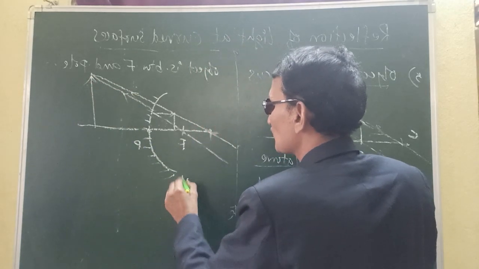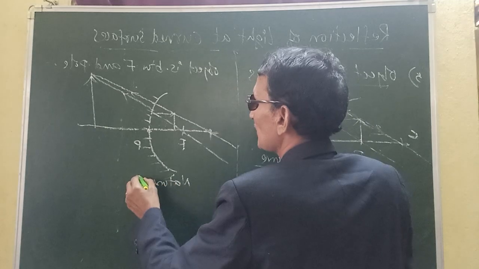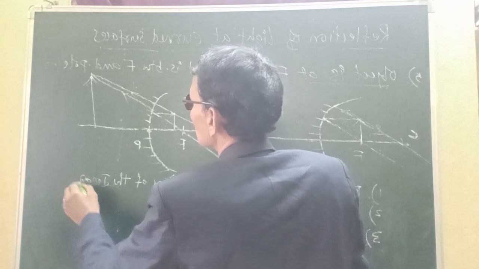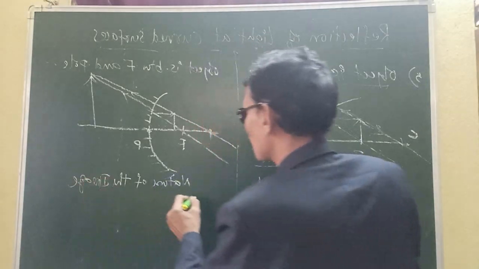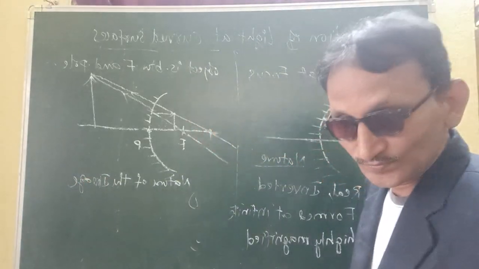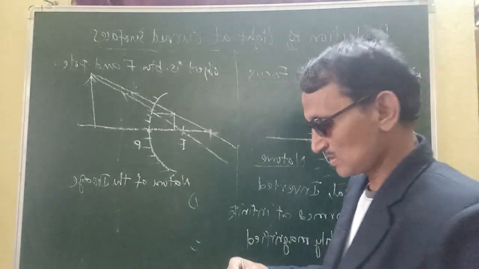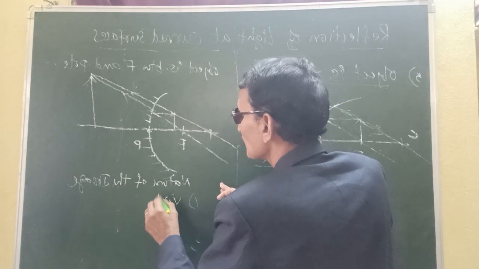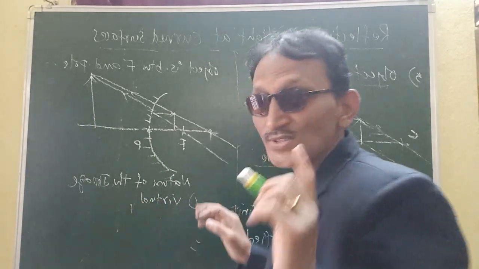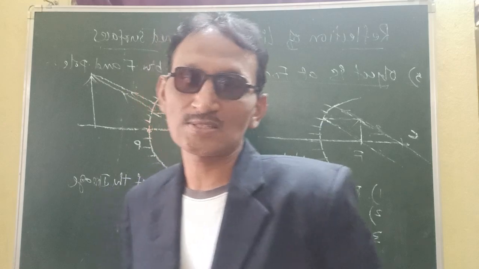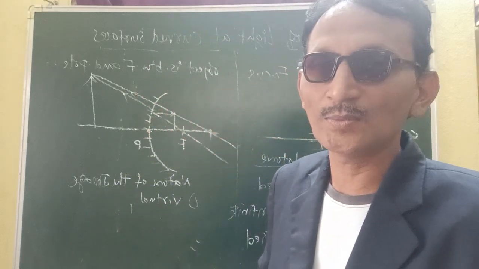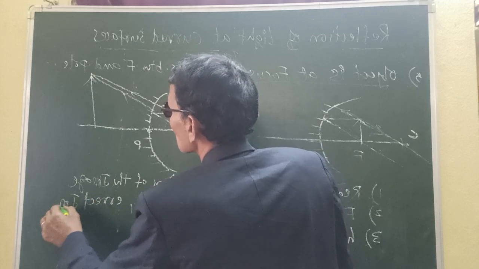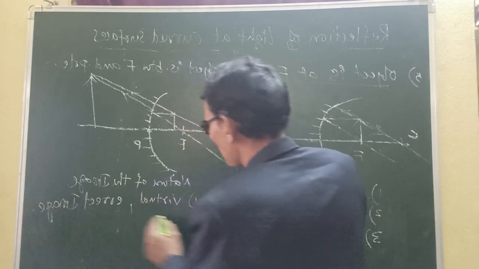So, nature of the image. The nature of the image is virtual. You can see that a virtual image is formed. Virtual images are always erect images. Virtual, erect. Where is it formed?